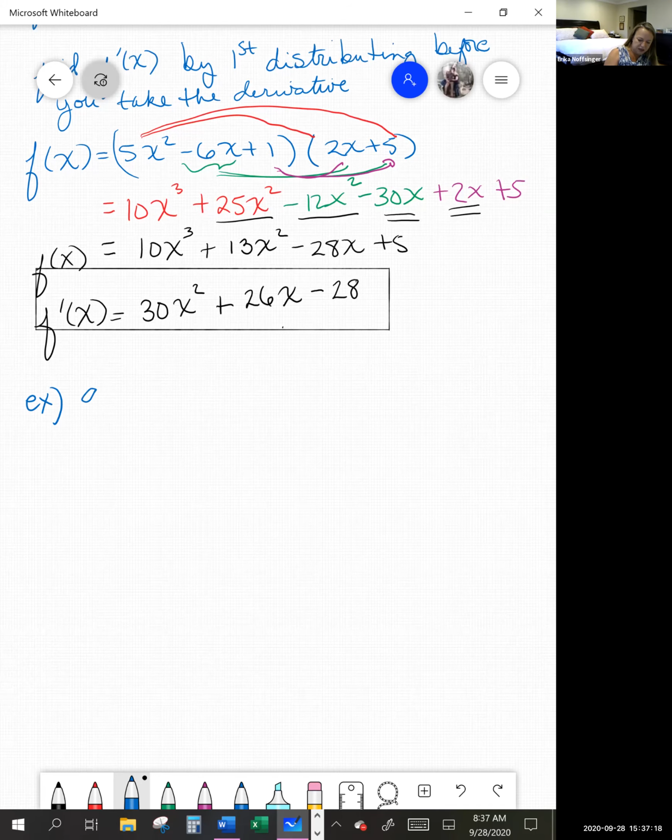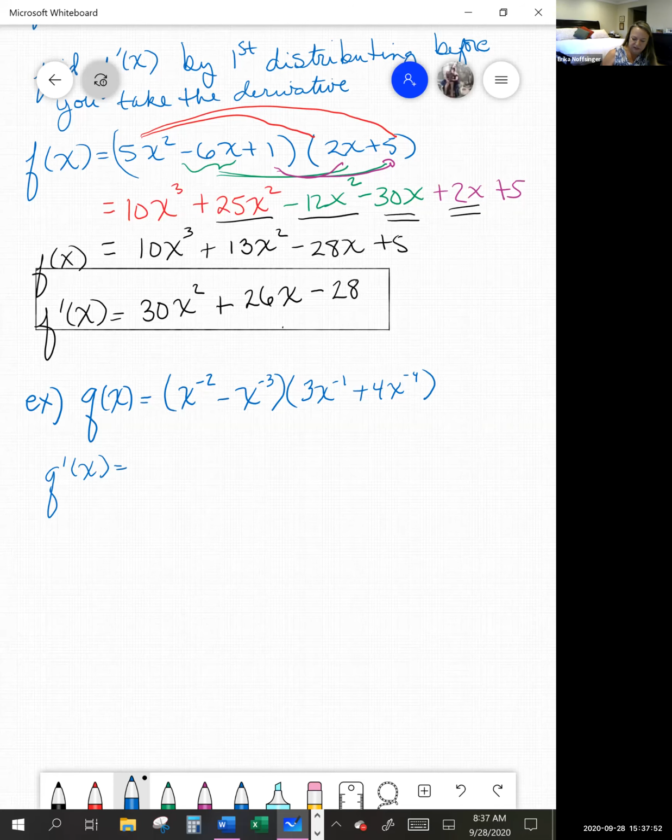So we're given that q of x is equal to x to the negative 2 power minus x to the negative 3 power, all times 3x to the negative 1 plus 4x to the negative 4. And so find the derivative of q of x. So let's just use a product rule.